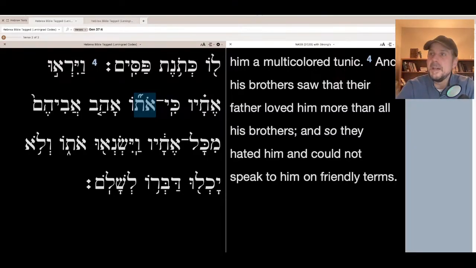And that's the last line here. It says, Vayisneu oto, and they hated him. Velo yachlu dabero leshalom. And they were not able, and then it says, dabero leshalom. Often this is translated as they were not able to speak to him peaceably. Here you see they could not speak to him on friendly terms.